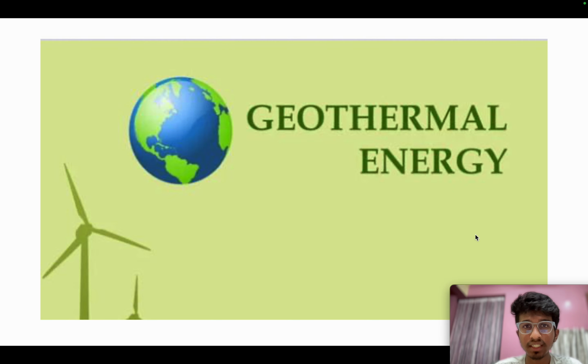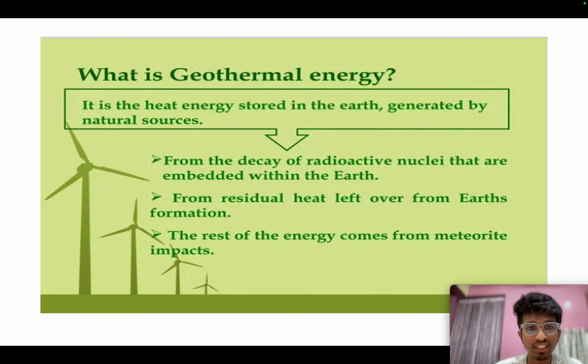So today we'll be studying a topic in renewable energy sources. For the topic of the day, my topic is geothermal energy. In this presentation, we'll study what geothermal energy is, how it is formed, what the uses of geothermal energy are, and where it is found in India. First, let's get started with what geothermal energy is.